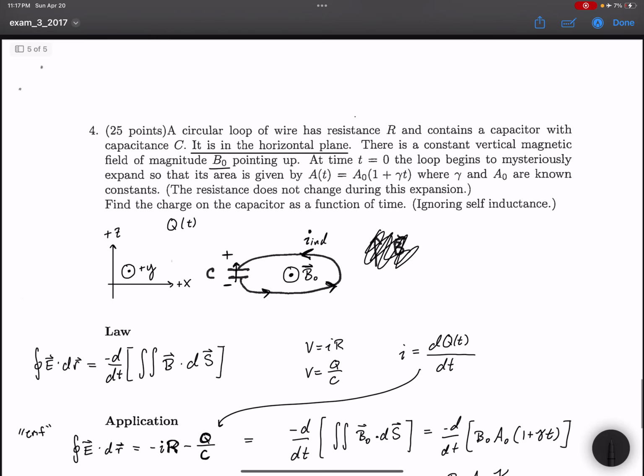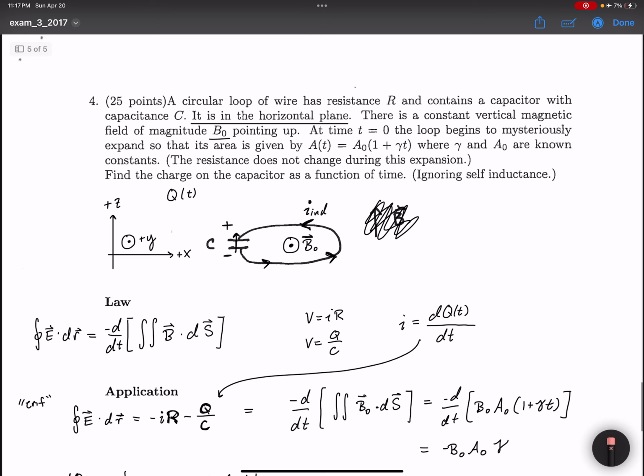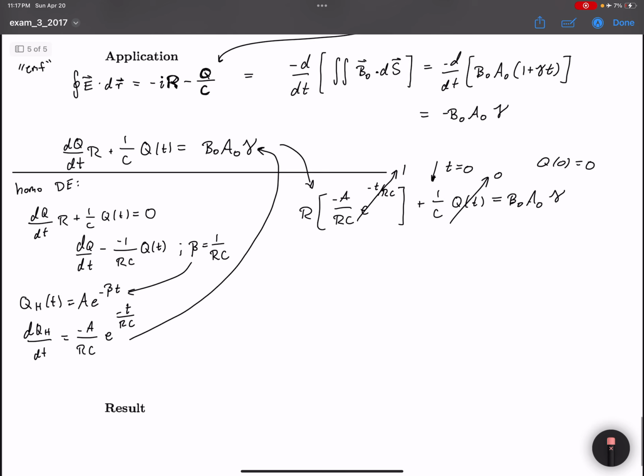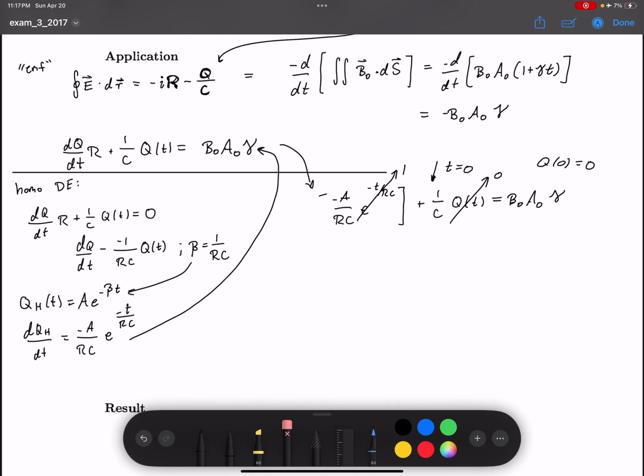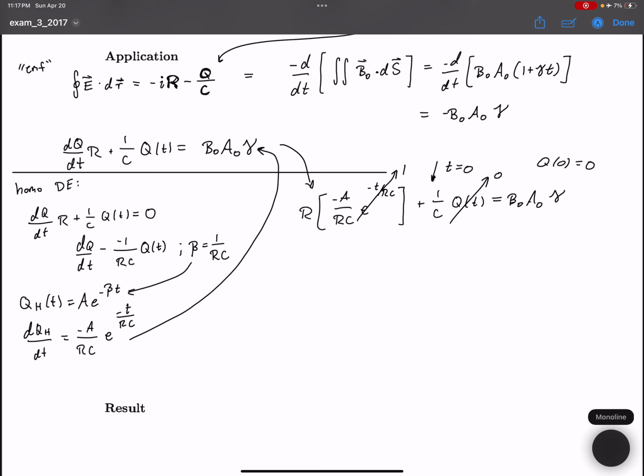At time equals 0, the loop starts growing and the flux starts changing, which induces a current in the wire. But before that current's induced at time equals 0, there is no charge in the capacitor, so Q of 0 equals 0. The R's cancel, and so we're left with negative A over C equals B naught A naught gamma. And so A ends up equaling negative C B naught A naught gamma.